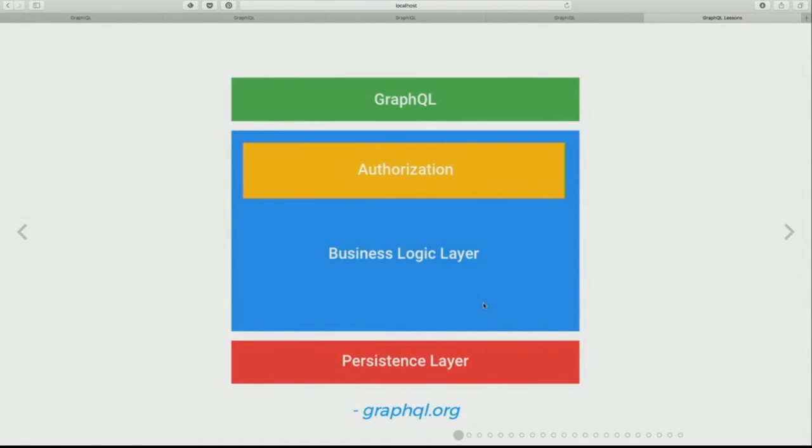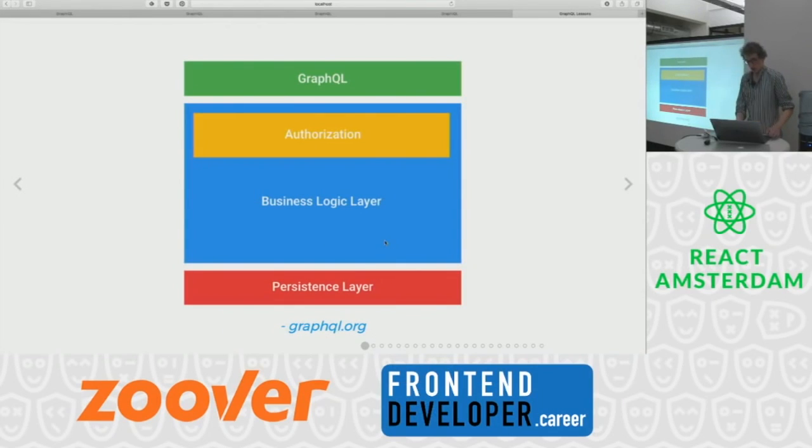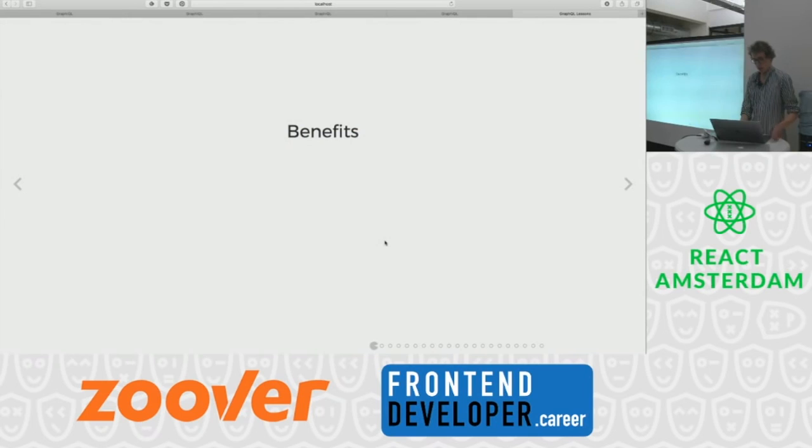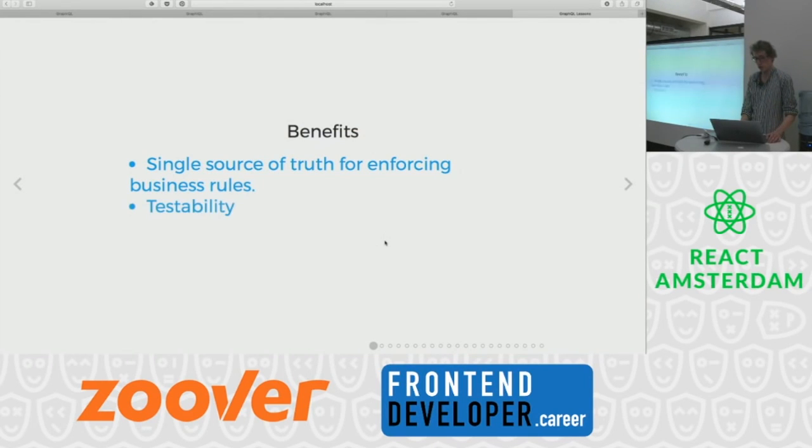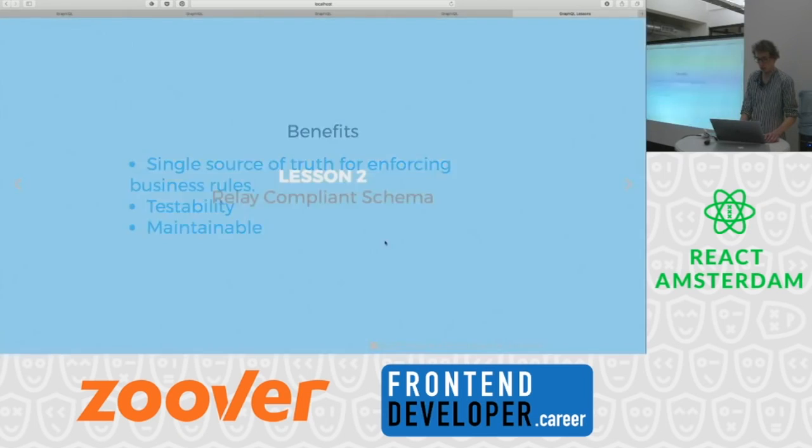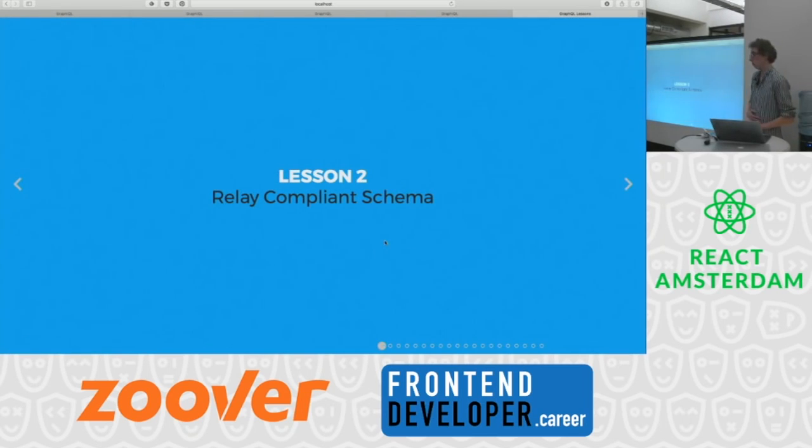So this is the split that we proposed. And the benefits, as mentioned earlier, there's a single source of truth for enforcing business rules. It's a lot more testable now because we can write focused tests for our business logic layer and our GraphQL layer. It's a lot more maintainable because all the complexity is controlled in a single object. And that's the first lesson.